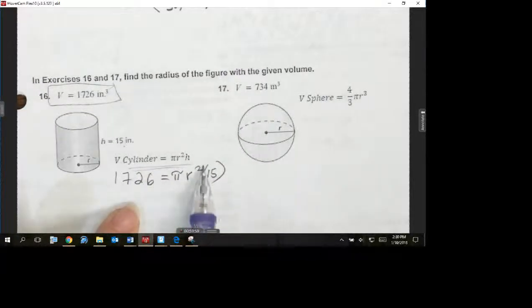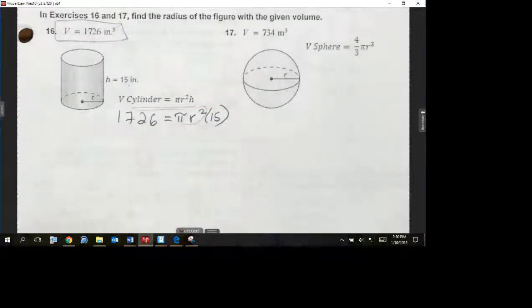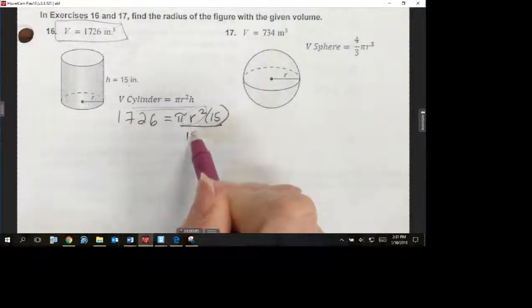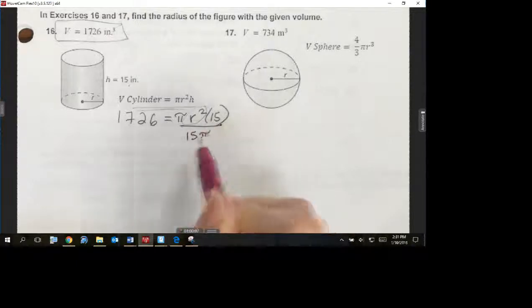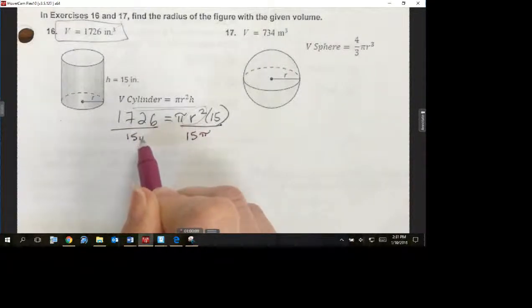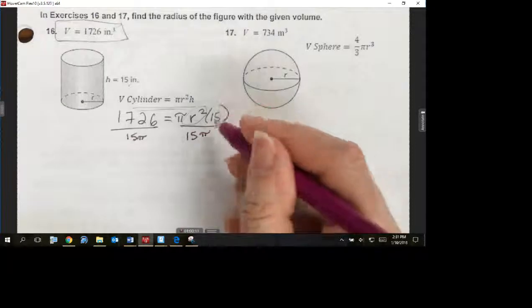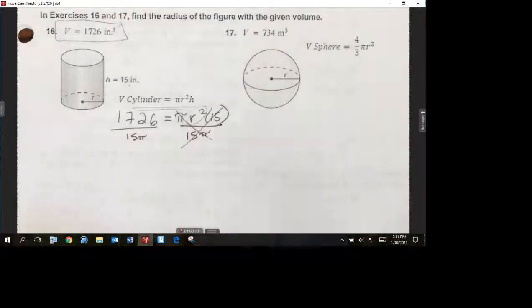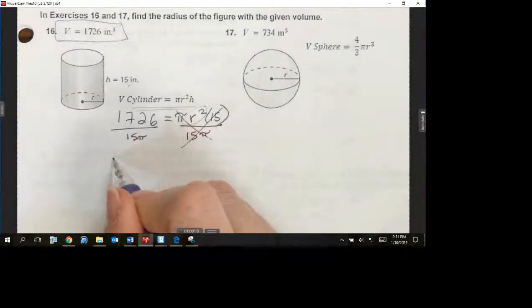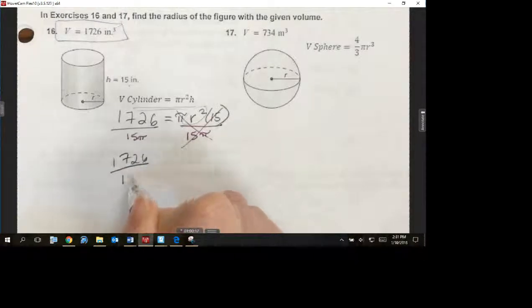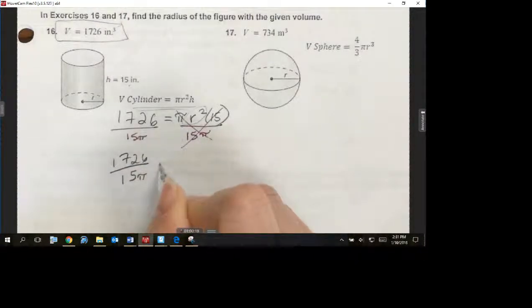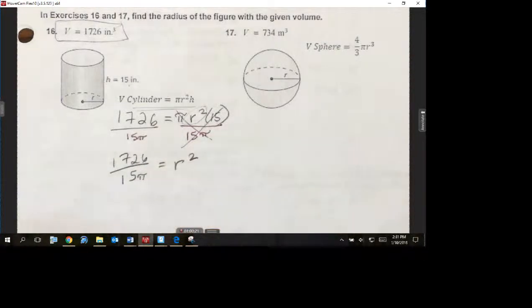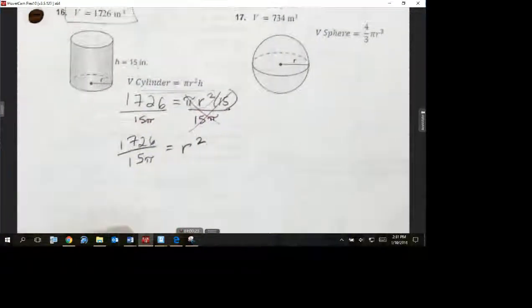So we have to get radius squared by itself first. What am I doing to both sides? Divide by 15 and divide by pi. Notice I did not take my calculator out yet. I will though. Then look what I have to do from there.